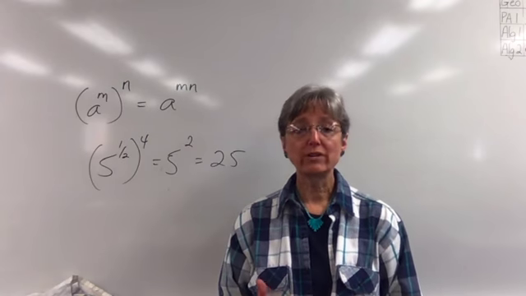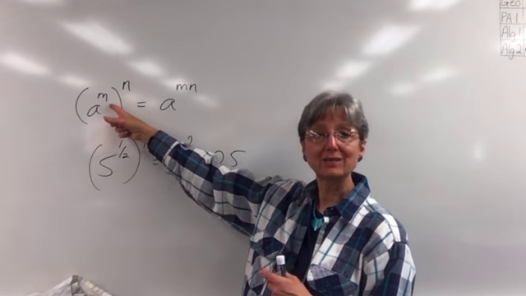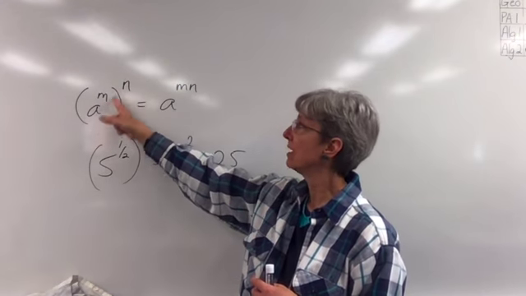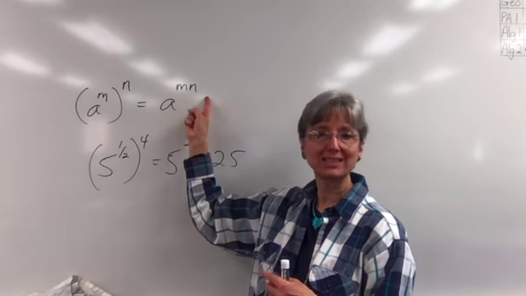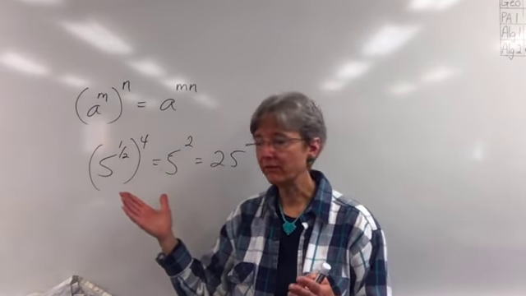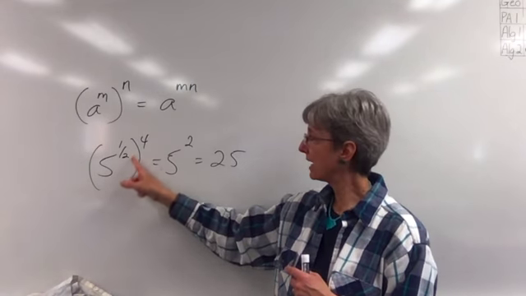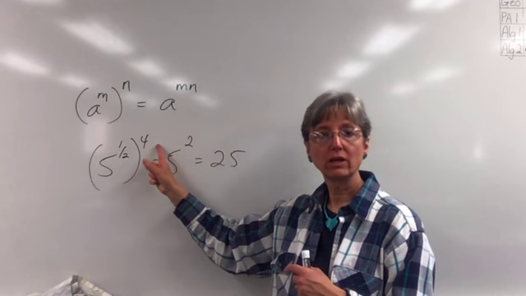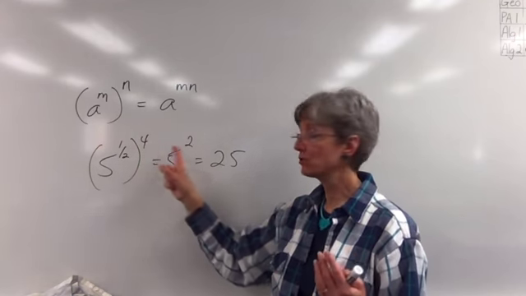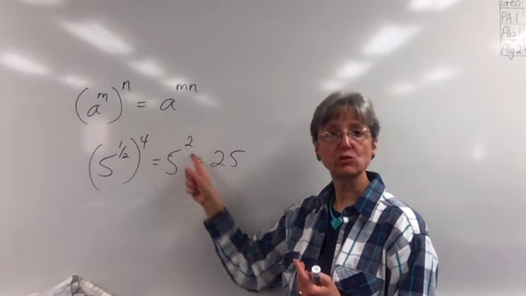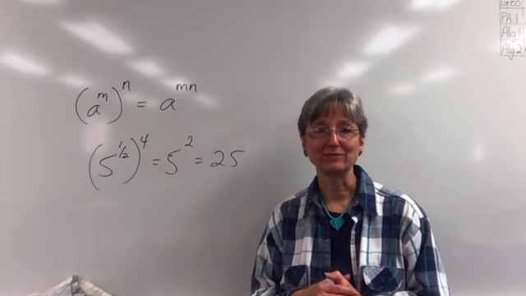We learned before that when you have a power of a power, so I have a to the power of m, and that's raised to a power n, you multiply the exponents, m times n. You do the same thing even if they're fractions. For instance, I have 5 to the power of 1/2, and I'm raising that to the power of 4. So it's 1/2 times 4, which is 4/2 or 2. So that would be 5 squared. The final answer of this one would be 25.